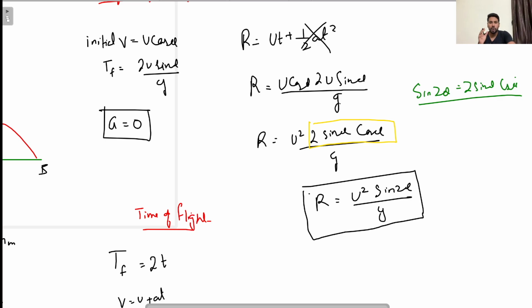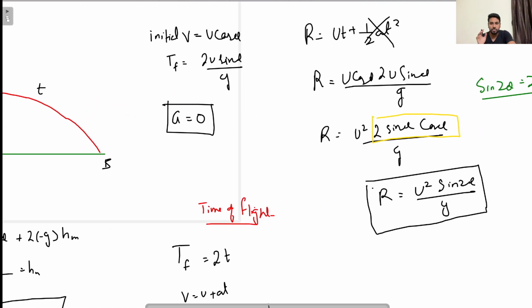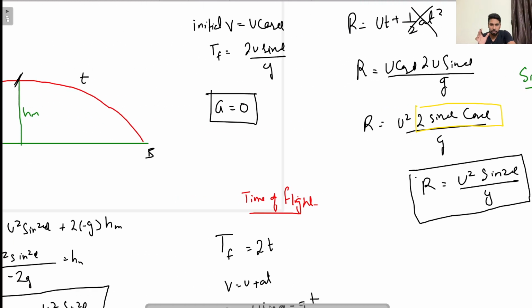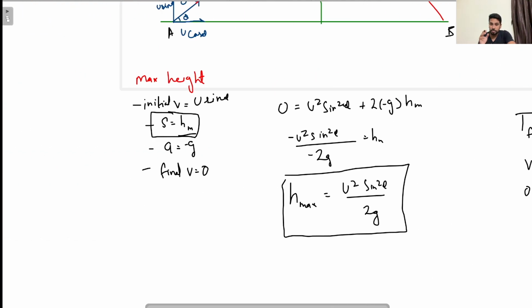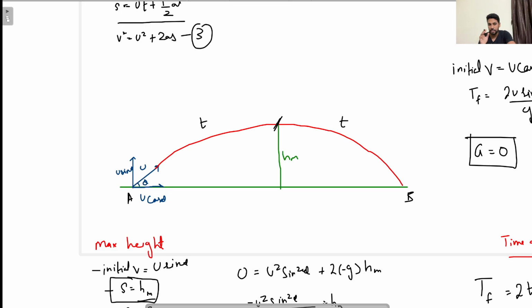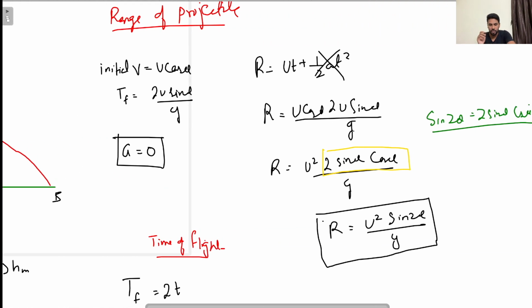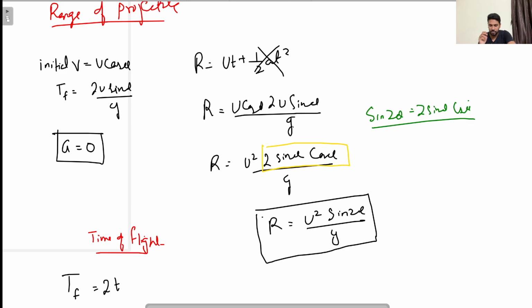So my horizontal range also depends on the angle which I am making. Time of flight also depends on the angle which I am making. Maximum height also depends on the angle. So for an oblique projectile, the angle plays a very important role in all the distances. So this is my horizontal range.